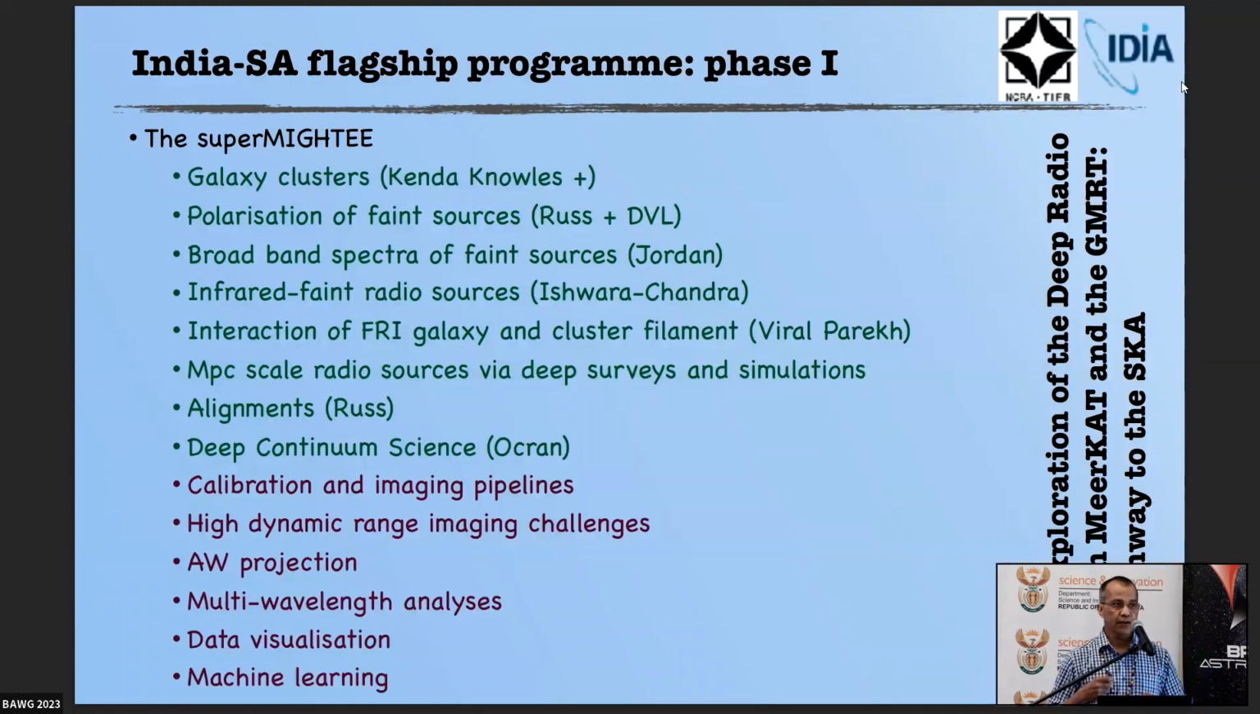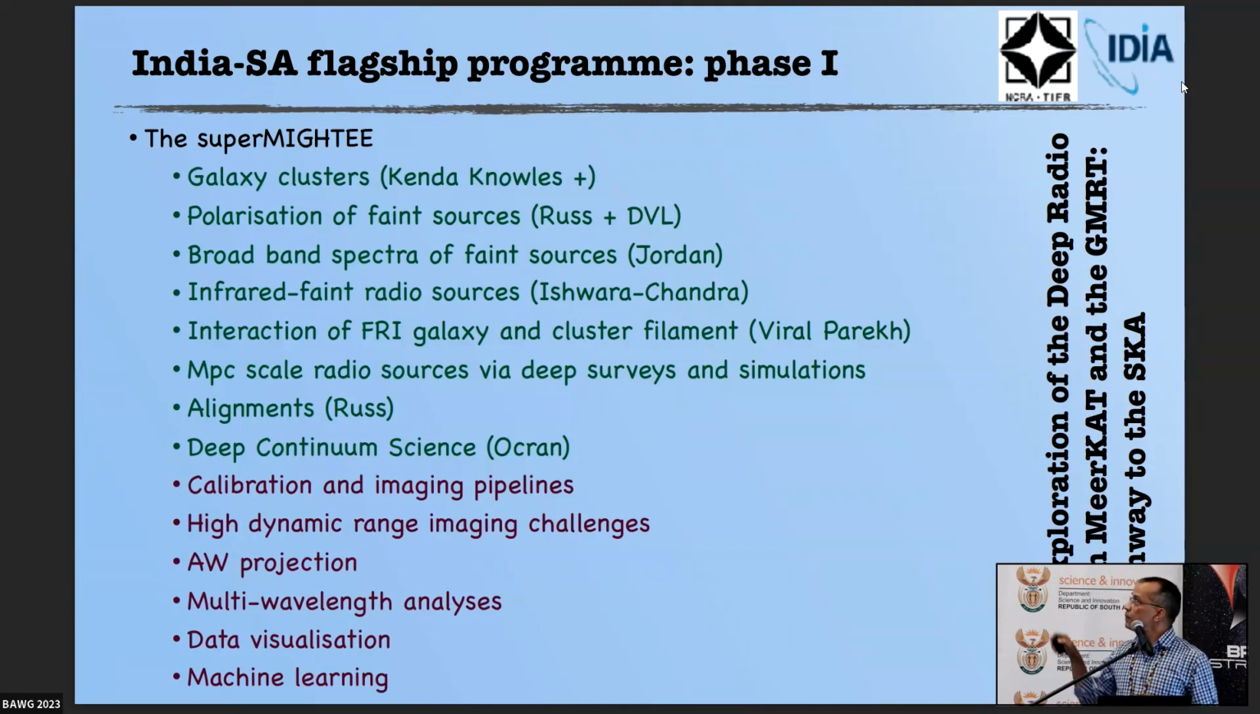At this stage, we said, okay, we have the data. Are people looking for science drivers using this data? And we had a big list there. Some galaxy clusters, interaction FR1, alignment of radio galaxies in these fields, and so on and so forth. But the core team was more interested in looking at the calibration and imaging because we were looking at more data along the way. And are we going to be limited by various factors?